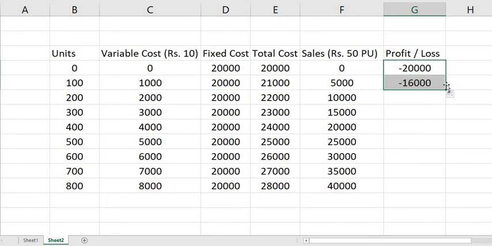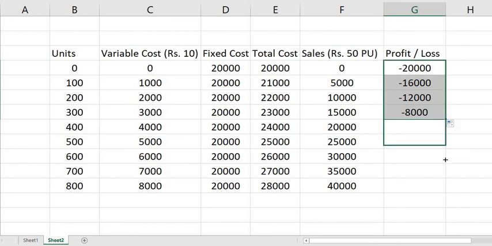And when you try to produce 100 units, you will still incur a loss of rupees 16,000. When you try to produce or sell 200 units, your loss is 12,000. So as you increase the production levels, the loss becomes lesser and lesser.